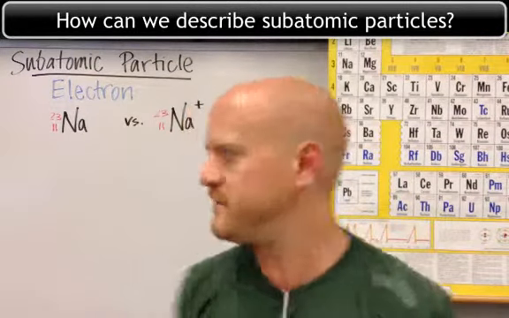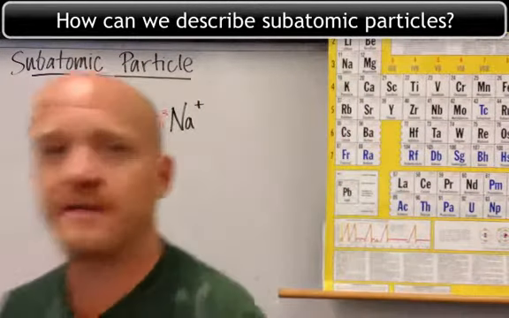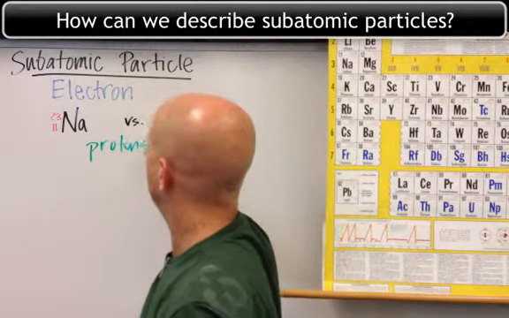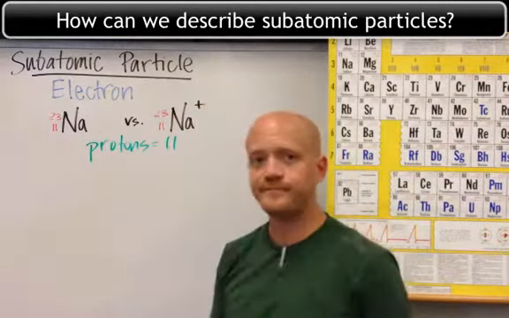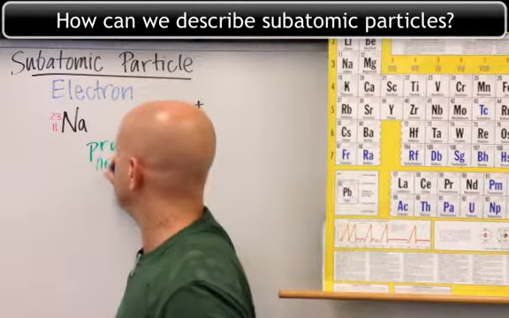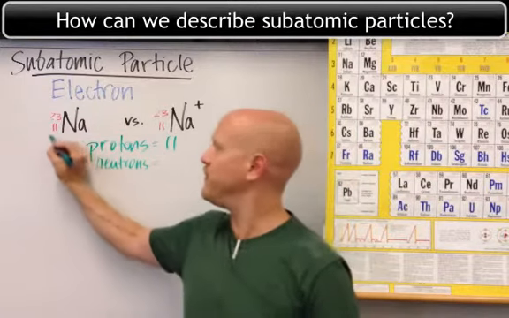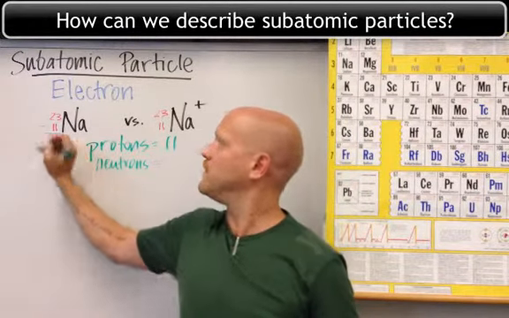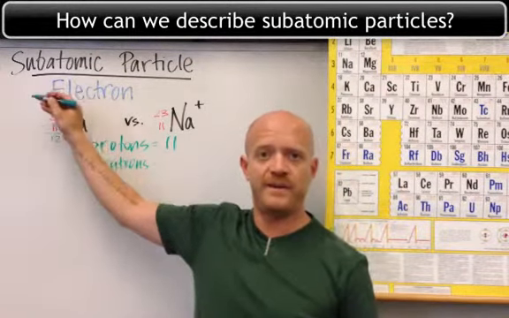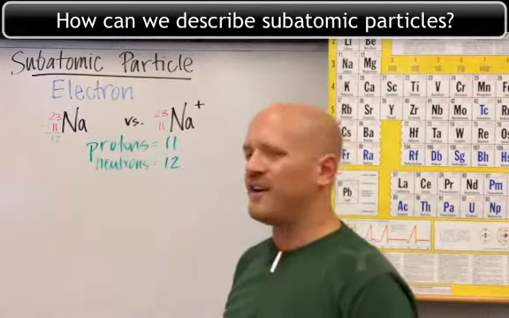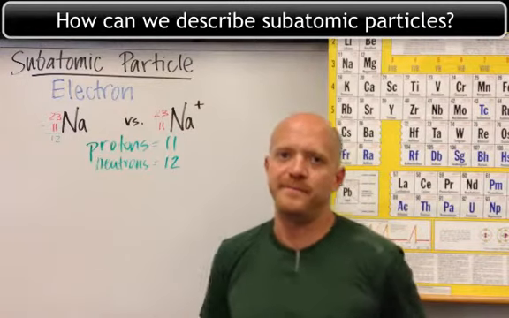We could probably just write some assumptions here. We have protons equal 11. The neutrons equals 12. Which we do by calculating or taking 23, subtracting 11, we get 12. Now, electrons are going to be different for either one.